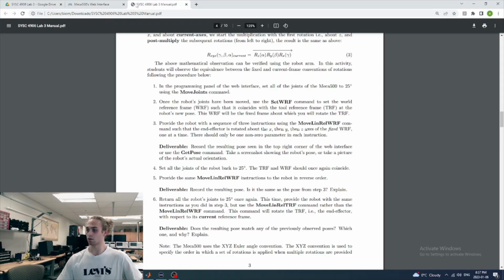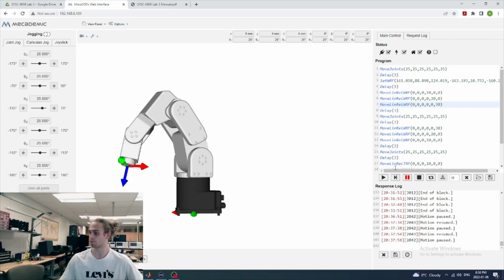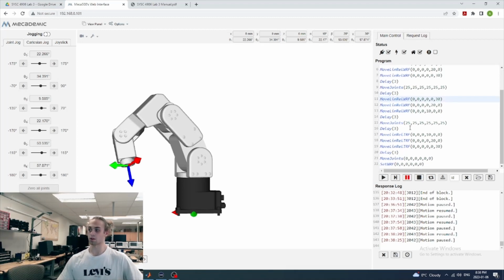Right, and now after doing that, we'll do that in the reverse order for step 5. And we'll probably see something different, so we'll record that as well. So now I've got the reverse order. I've got 30 about the z, 20 about the y, and 10 about the x. So now I've got alpha, beta, and gamma equal to 10, 20, and 30. So that's obviously a bit different.